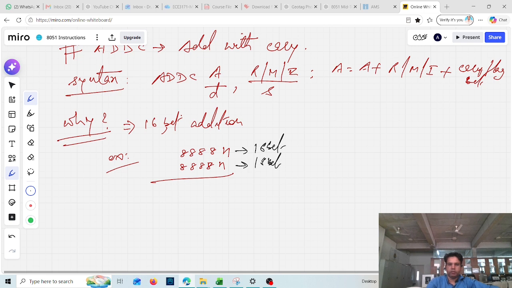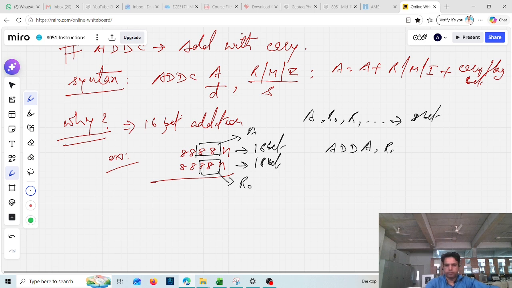Now we know that the registers A, R0, R1, all these are 8-bit registers. So I'll have to break it down into parts. This one will be added with this one. So this value of 88 I'll store in A, and this I'll store in R0, using the move instruction. And then you write ADD A comma R0, so A will be equal to A plus R0.